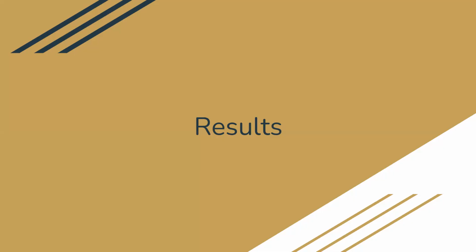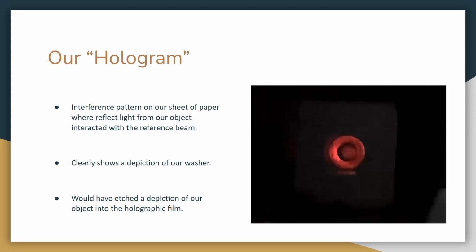So what were our results? This is an image of our interference pattern, or our, in quotes, hologram, because it's not actually a hologram, but as you can see, it is a clear depiction of our washer. And we believe it would have etched a depiction of our object into holographic film had we had the materials and given enough saturation time. So you can see here on the right, the circular shape represents the washer.